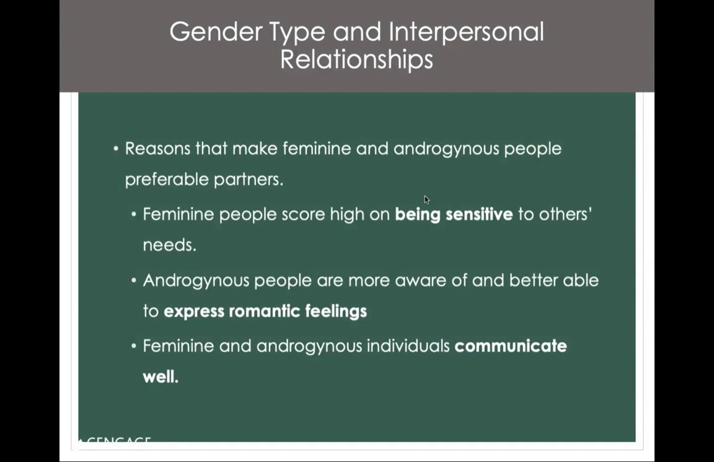Androgynous people are also more aware and better able to express romantic feelings. So now it's not just you being sensitive to the other person, but you're also able to express your romantic feelings in a better manner. So feminine and androgynous people are good at communicating. They're sensitive and they express themselves well.